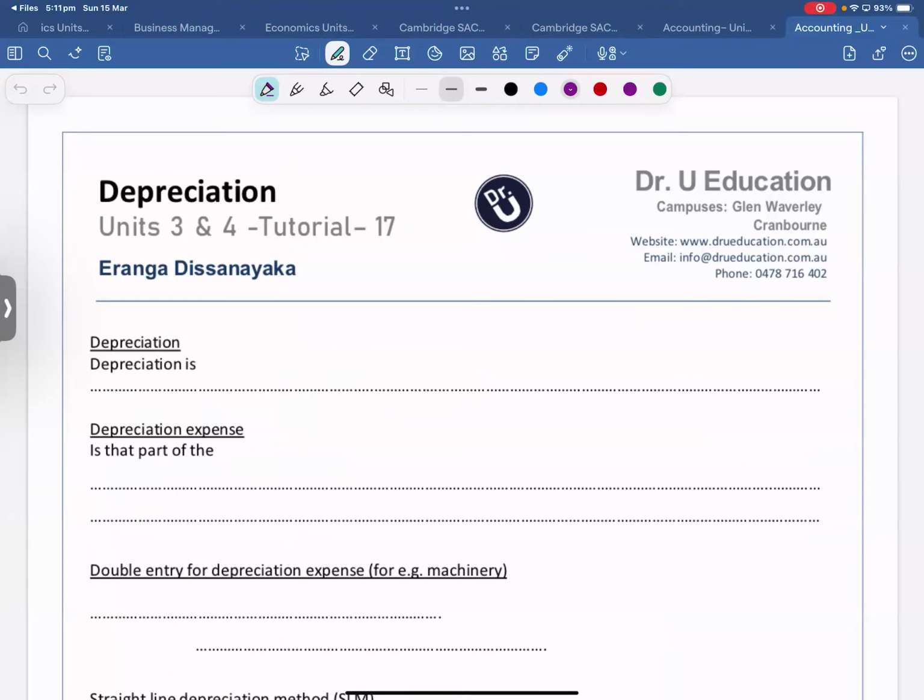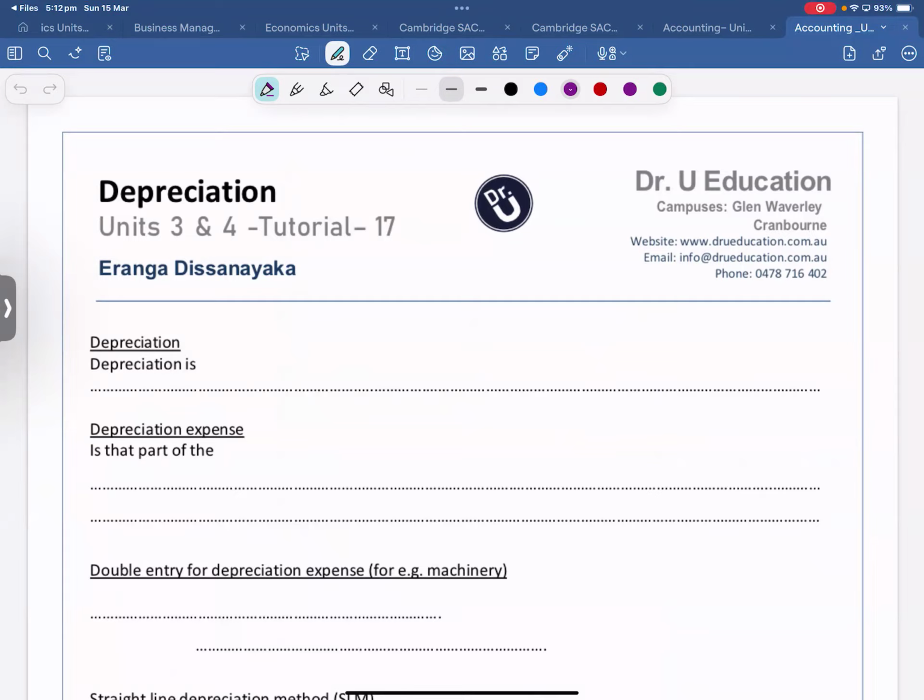What is depreciation? Make sure, guys, you learn depreciation well. Why? Because as I said, you have 2 types of depreciation, and also you have disposal. Disposal means we are selling or getting rid of our non-current assets.